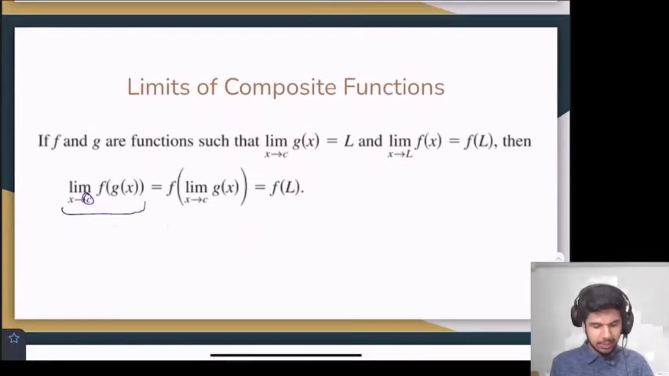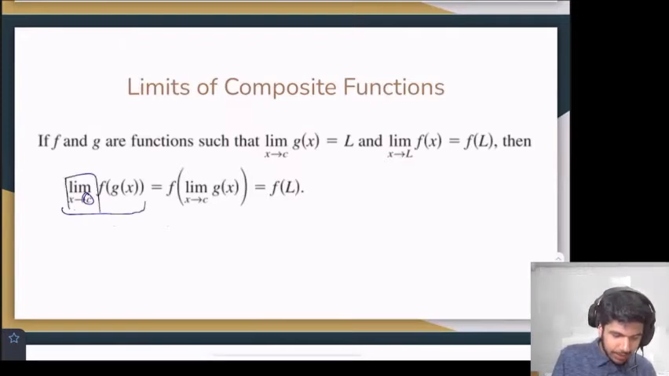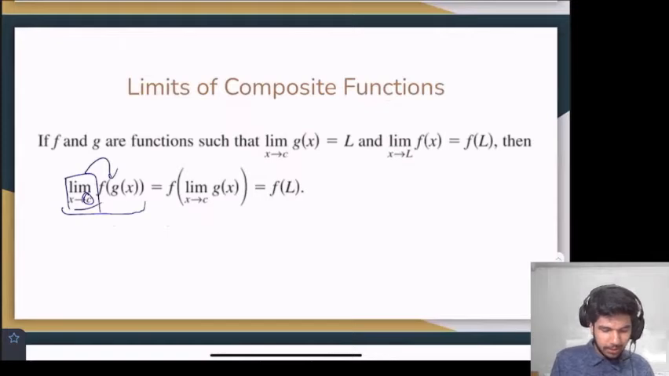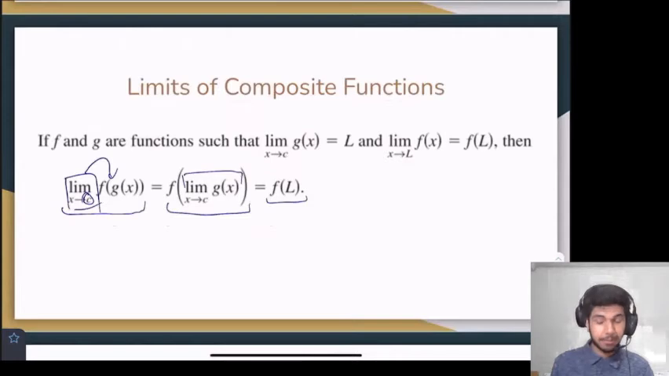So how exactly does that work? Well, that's sort of taking this limit and squeezing it in between, saying we're evaluating f of this limit, right? And this limit is given to us to be L, so thus we're computing f of L. That's sort of how the theory works.